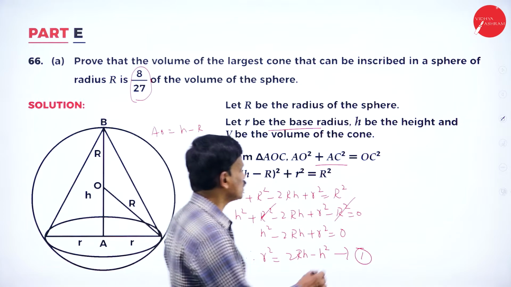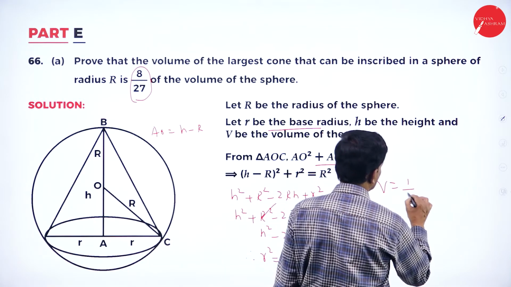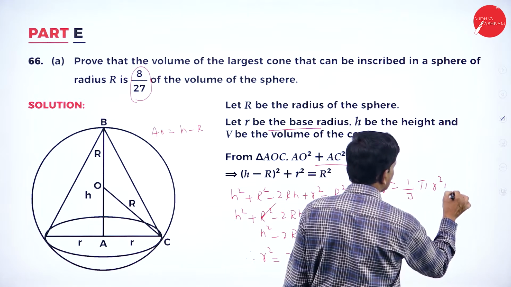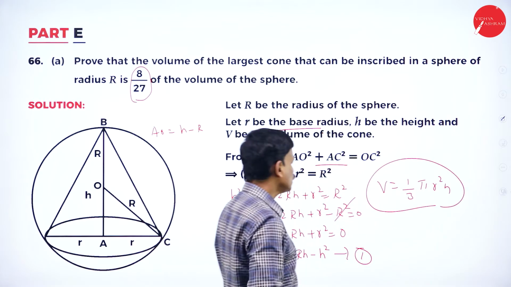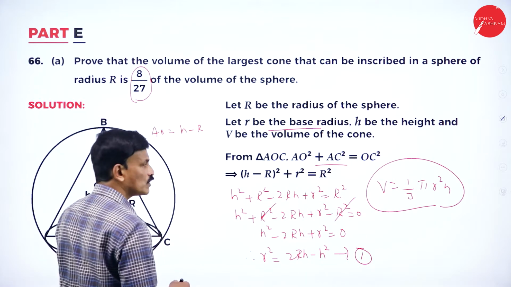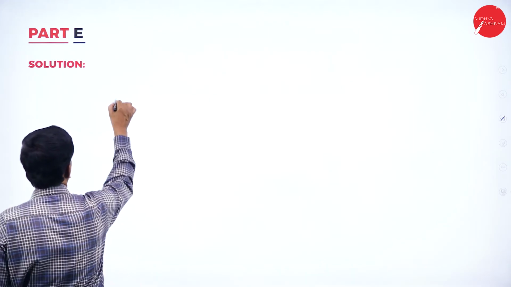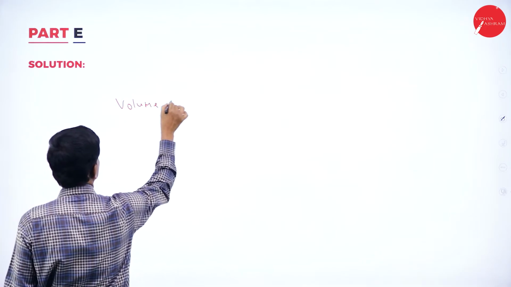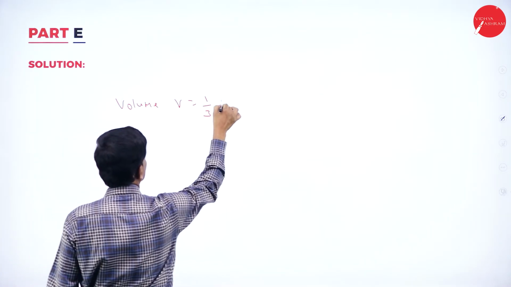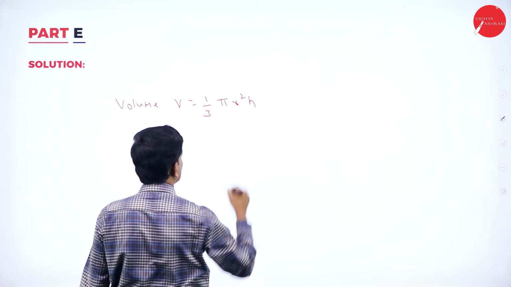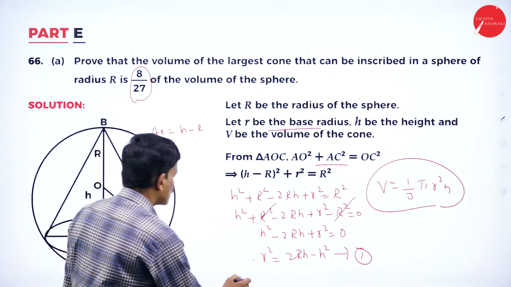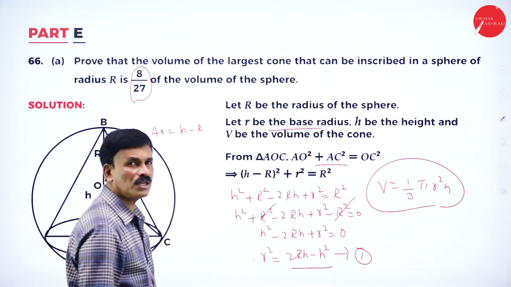Volume of the cone V is equal to, what is the volume? Volume is equal to 1/3 pi r square h, that is the volume of the cone. Now, use this. The volume of the cone V is equal to 1/3 pi r square h. What is r square? This is r square.